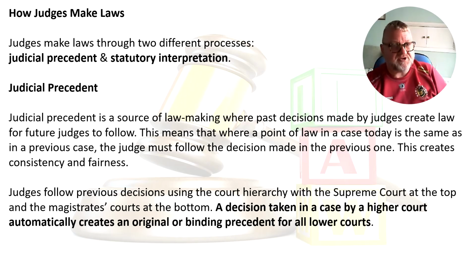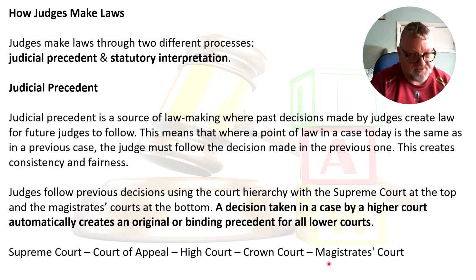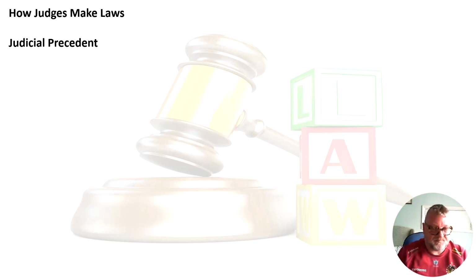So judges follow those previous decisions using the court hierarchy, with the Supreme Court at the top and the magistrates' courts at the bottom. A decision made in the Supreme Court has to be followed by all the courts below: the Court of Appeal, the High Court, the Crown Court, the Magistrates' Court. Likewise, a decision made in the Court of Appeal has to be consistently followed by those below it. So it's a higher precedent, if that makes sense. Once a decision's been made there, all other courts have to follow it and be the same. So let's go through it.